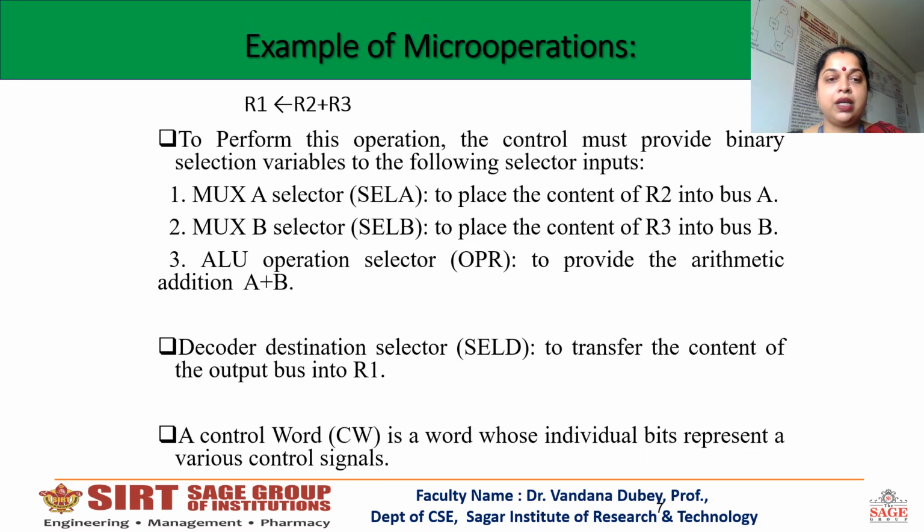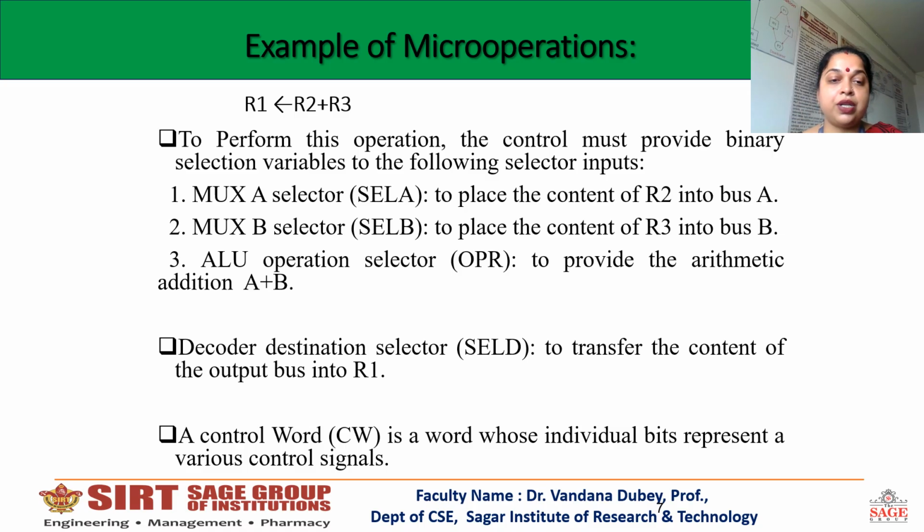Here we can see the example of one micro operation that says add the content of R2 and R3 and put it into R1 register. So micro operations are fundamental operations that occur within the CPU to execute an instruction. These operations involve transferring data between registers, performing arithmetic or logical calculations, and controlling the flow of data within the system. One such micro operation is shown here, which represents the addition of the content of registers R2 and R3 and storing the result in R1.